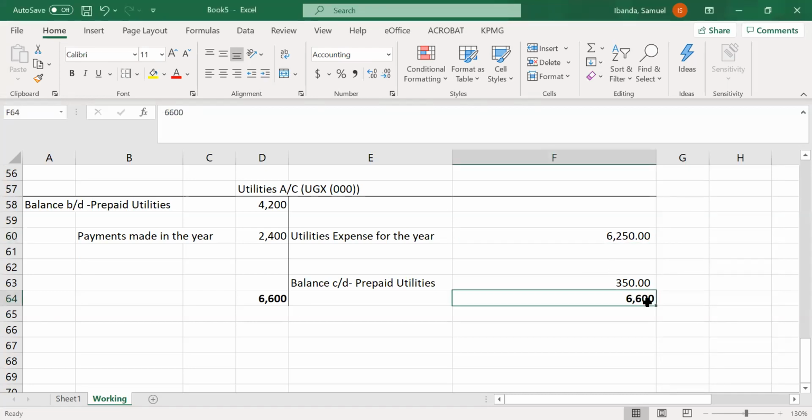I'm going to distribute this 6,650. And I'm going to distribute it between who? Between the club and the coffee shop in the ratio of 4 to 1. The ratio of 4 to 1.